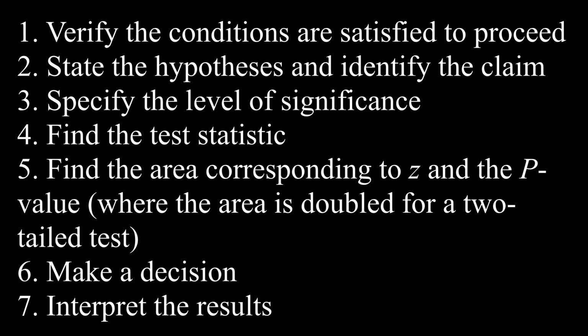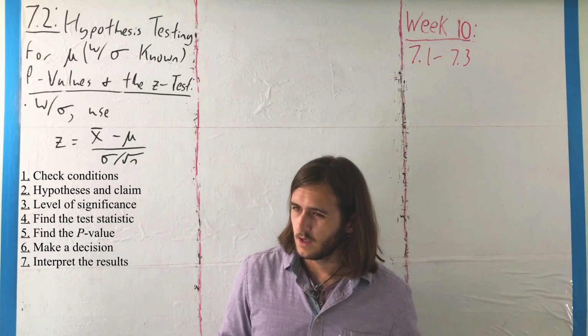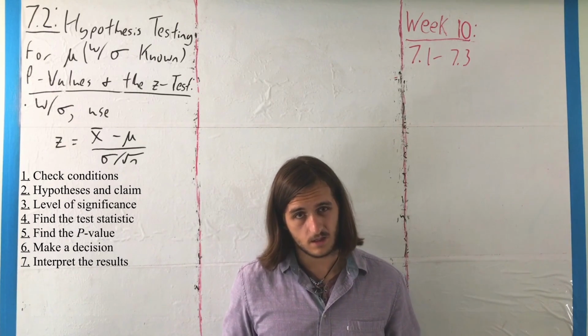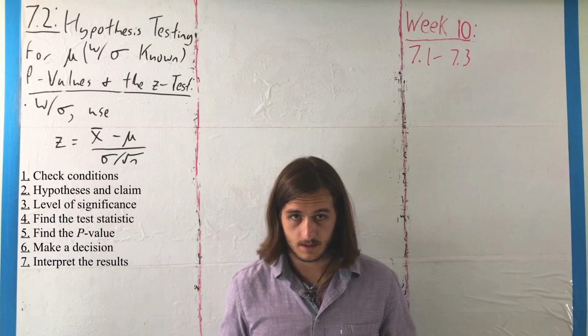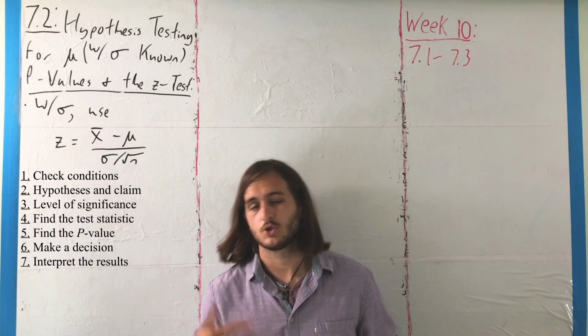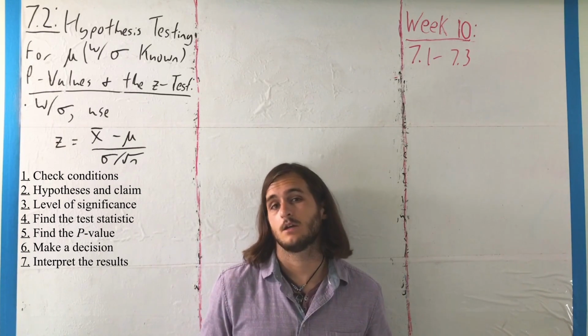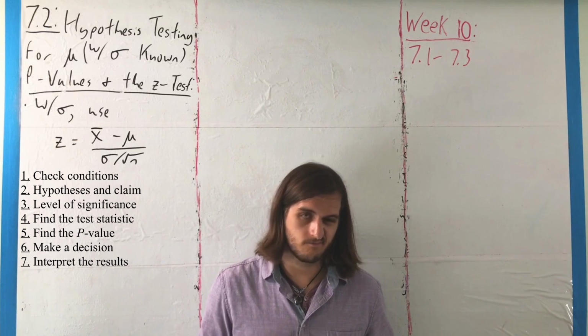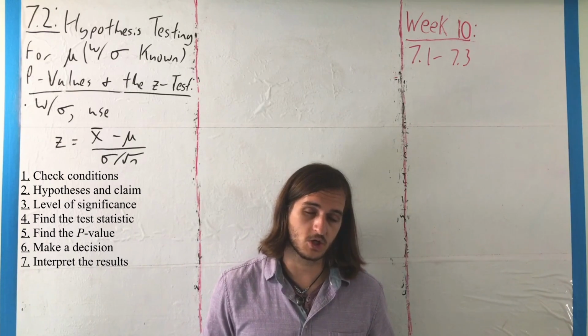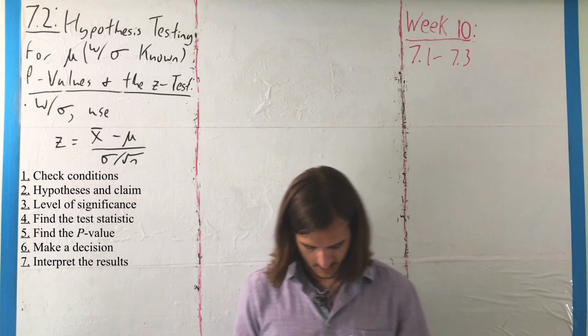From there, once you have your pieces, where be careful about doubling in case you're dealing with a two-tailed test, you make your decision, and finally you interpret your results. Where, like I said, really up to some variation for the type of distribution, the type of test, the type of statistic, these 7 steps are what you're going to be following for a good chunk of the next few chapters.